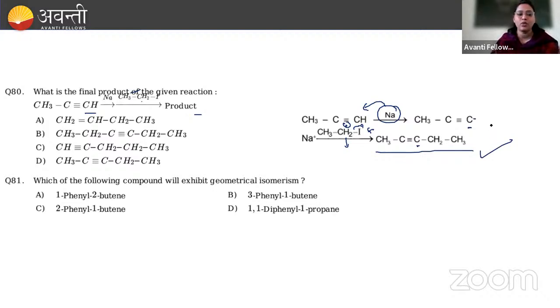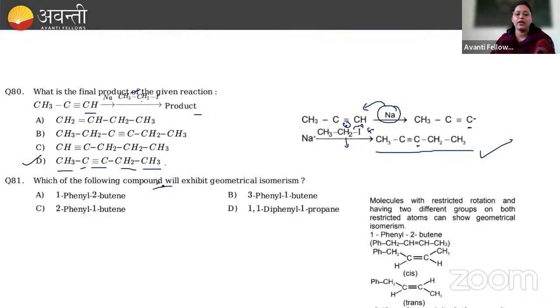So we need to see which molecule this is. Question 18. What will be the answer? A, B, C, D. Can you tell me what is the answer? So here, option D. You can see CH3, C triple bond C, CH2 and CH. So option D is our correct answer.